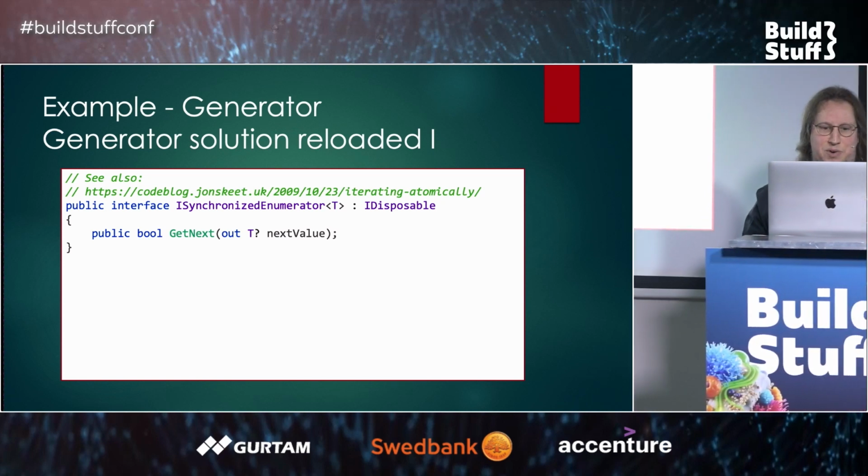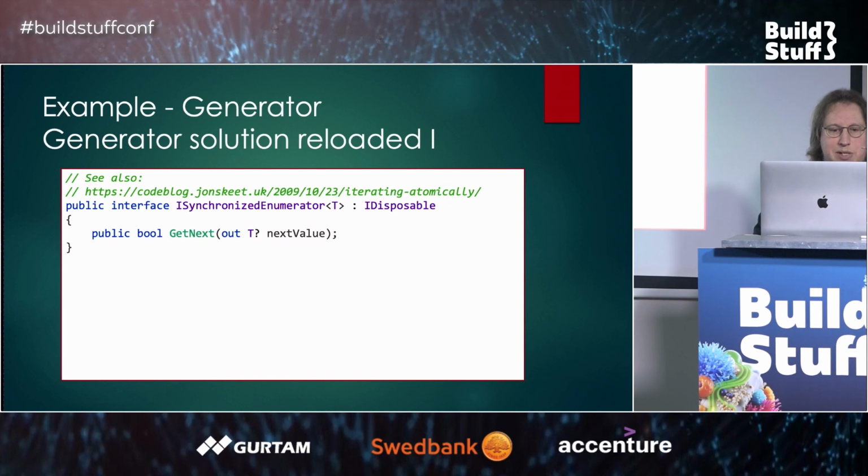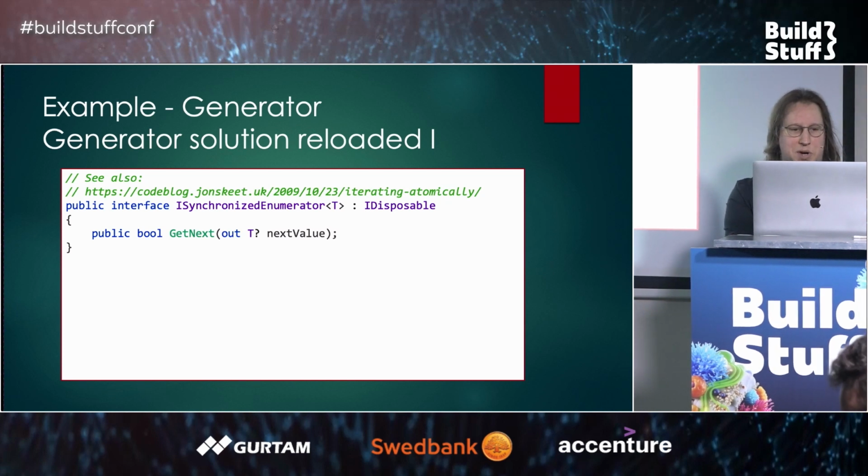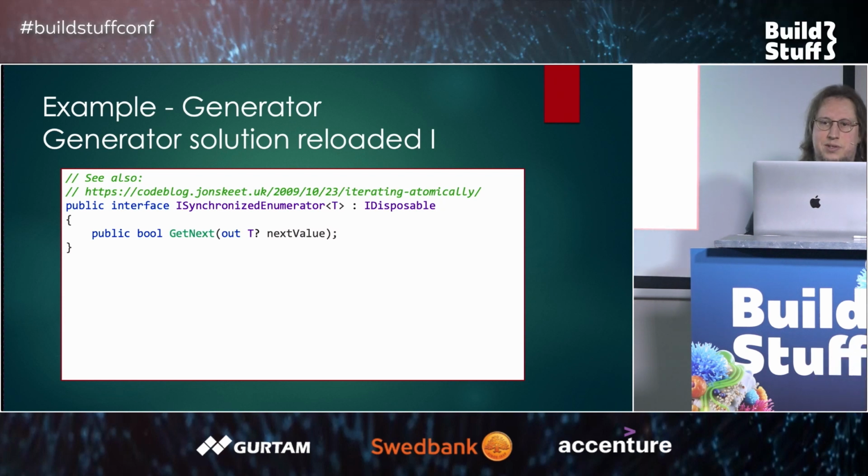Again, I synchronize enumerator of T, which should be disposable. In this case, I'd say I just have one GetNext, which gets you the next value, or the default for T, and a bool if the sequence is done or not. So this is the actual generic solution.